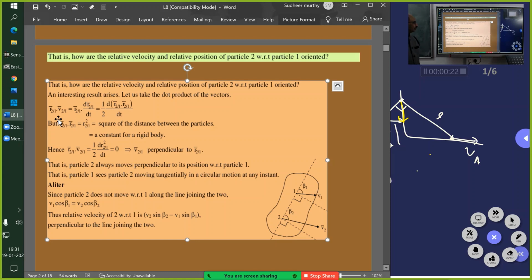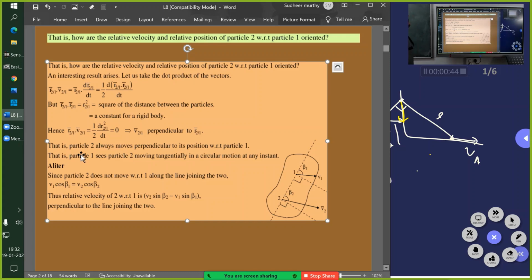Again, this is what we proved now here. So R21 dot V21 bar. Well, V21 bar is d by dt of R21 bar. So therefore, it becomes a dot product of two vectors, that is simply a scalar quantity, and therefore it is equal to 0. We already proved this. Now particle 2 will always move perpendicular to the position with respect to particle 1. Clear? That is, particle 1 sees particle 2 moving tangentially in circular motion at any instant of time.